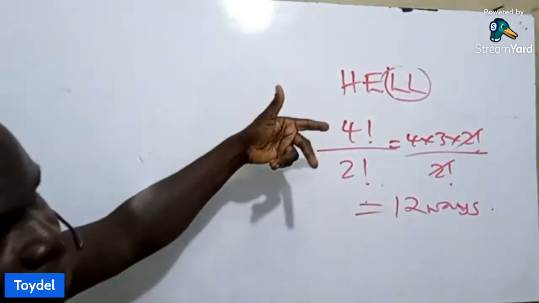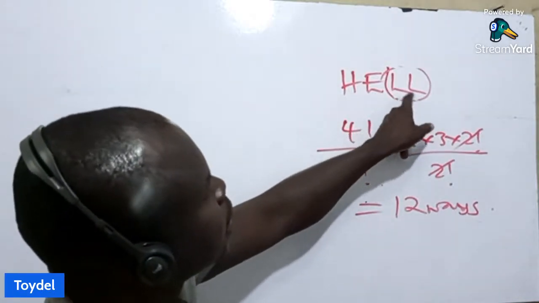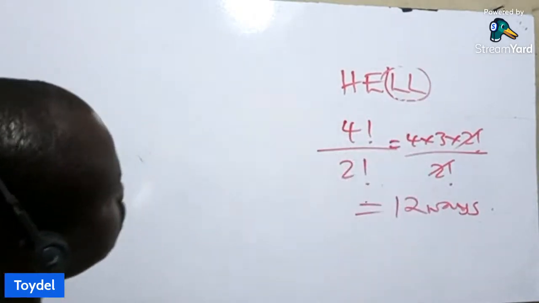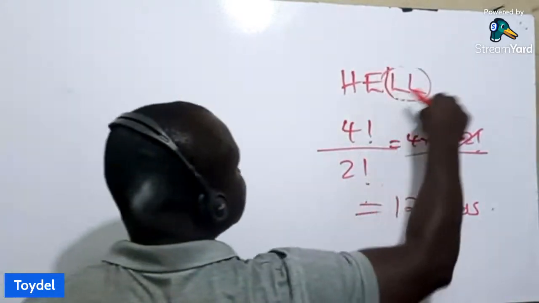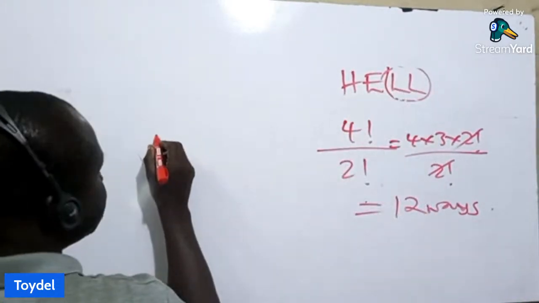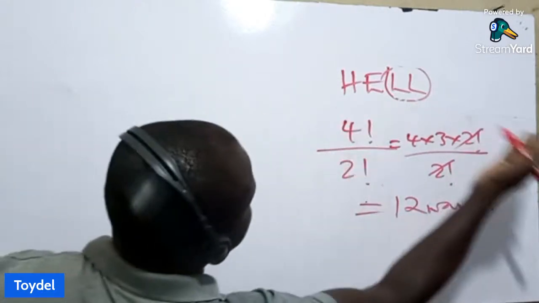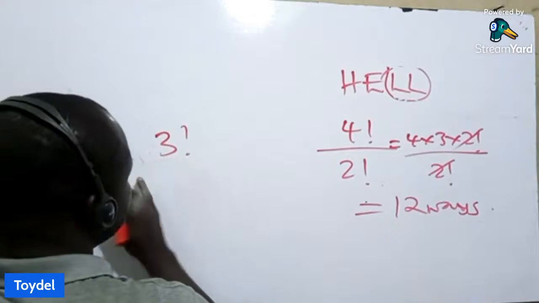But if we place the condition that these 2 letter L's must be together, we won't separate them. Once we place that restriction, we view the 2 letter L's as one. So we are going to have 1, 2, 3. The permutation will now be 3 factorial over, then every other one is 1, 1, 1. So that will be 3 factorial. That will be the number of ways.